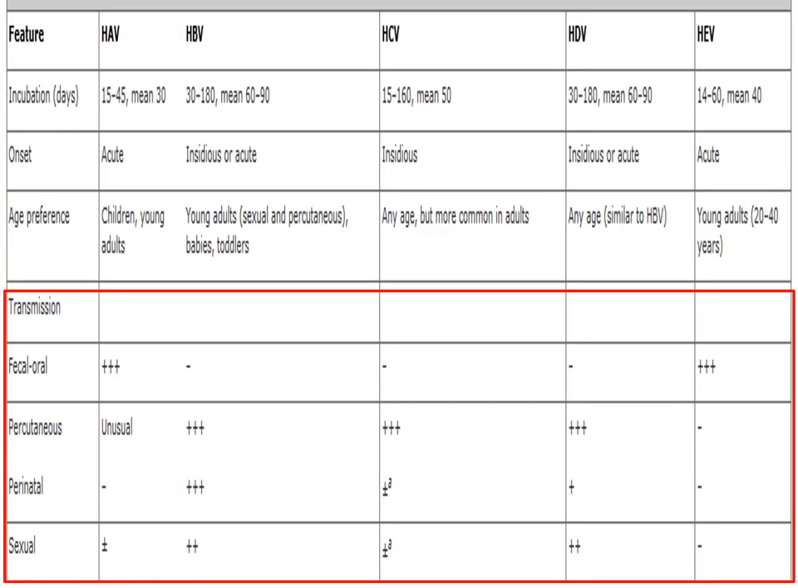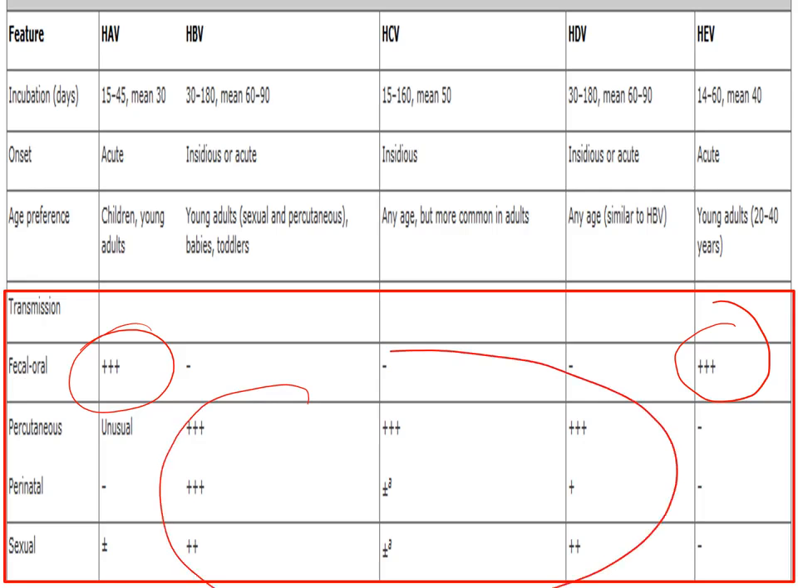Okay, so I've boxed in the more important differences, and this is mainly due to the transmission. When you say hepatitis A and E, they are mainly fecal-oral transmission. While for B, C, and D, they don't really cause fecal-oral transmission. Now, for percutaneous, hepatitis B, C, and D can all cause percutaneous transmission, while for A and E, they seldom, if ever, cause percutaneous transmission.